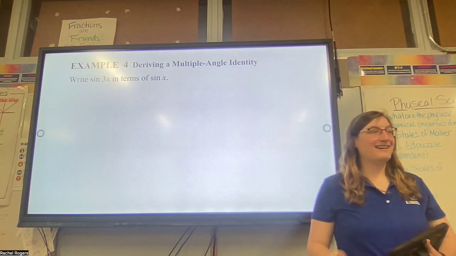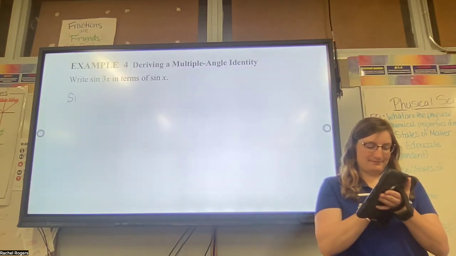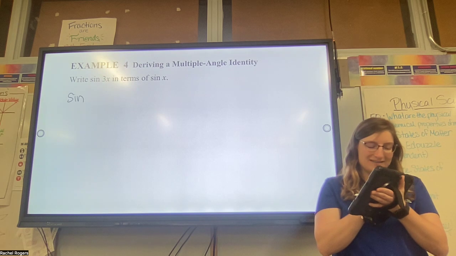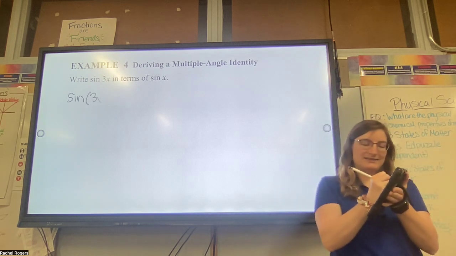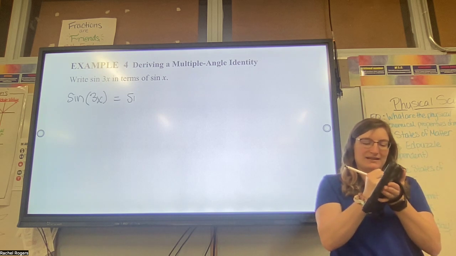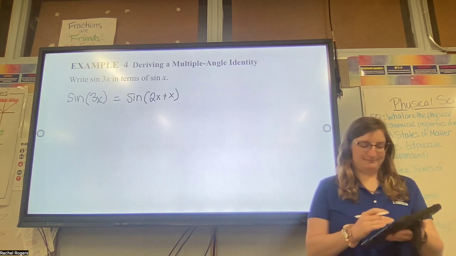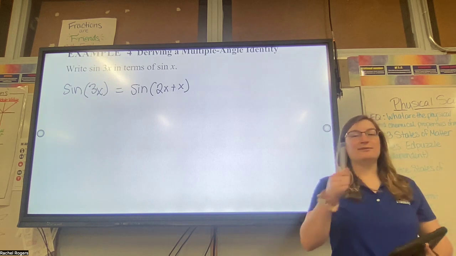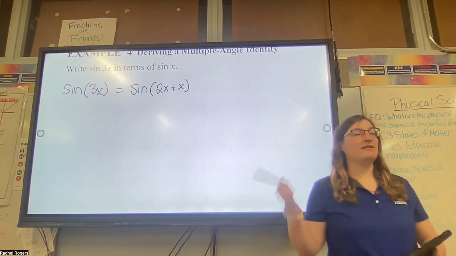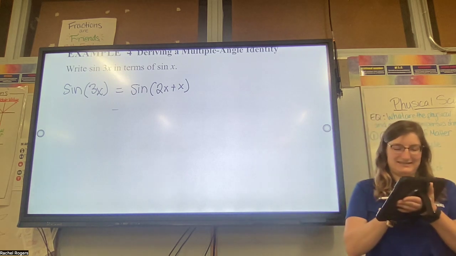Can you do it to where you add it 3 times? Yes, but we're only gonna split it once. So sine of 3x is equal to sine of 2x plus x, right? And how can we rewrite 2 things that are being added together? If 2x is a and x is b, sine of 2x plus x.